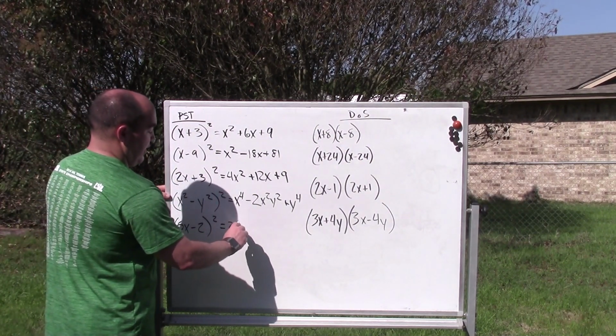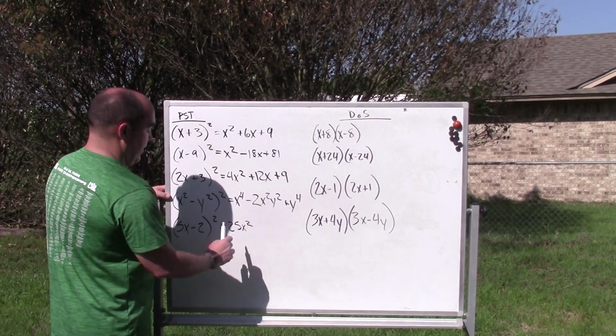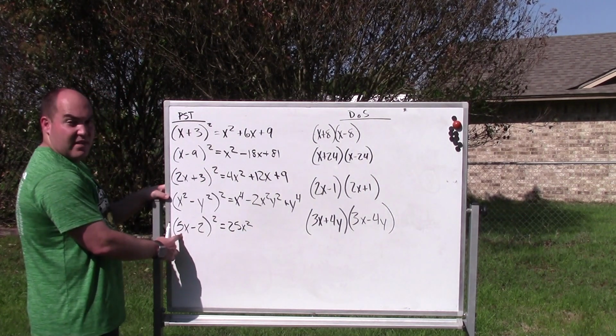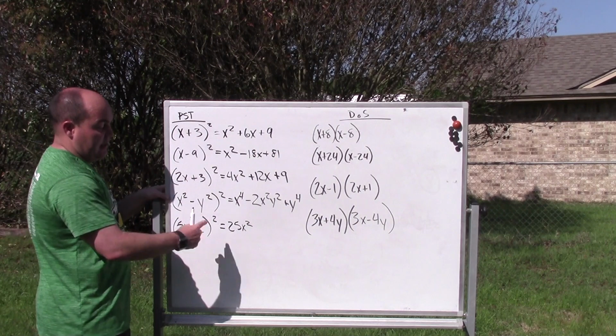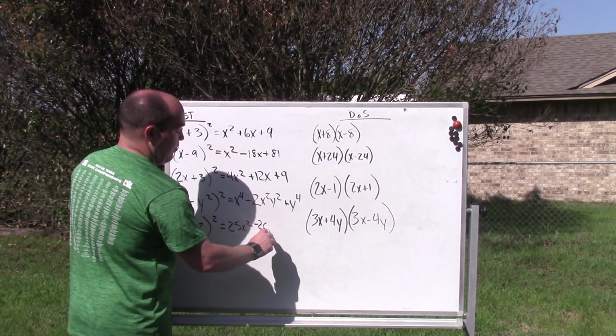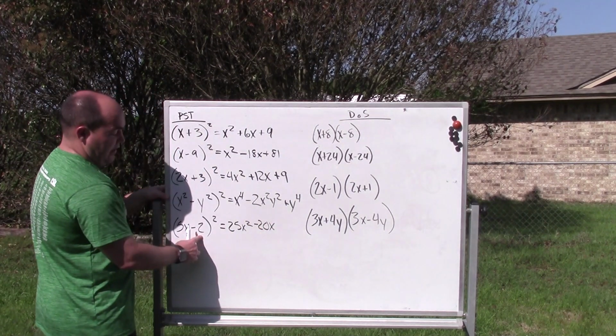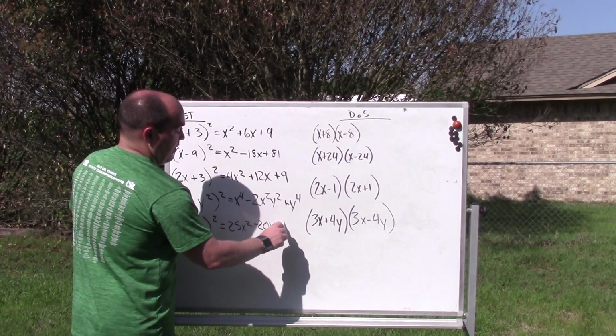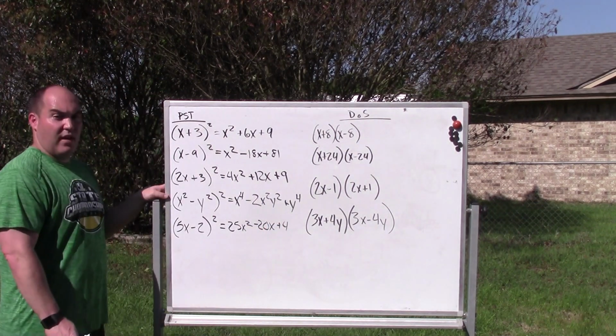5x squared is 25x squared. And negative 2 times 5 is negative 10, so this is negative 10x. I double it, makes negative 20x, and then I take negative 2 and I square it, and I get 4. Alright?